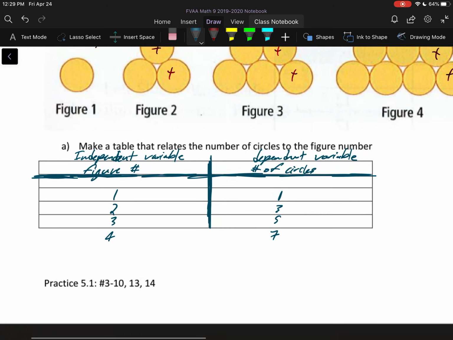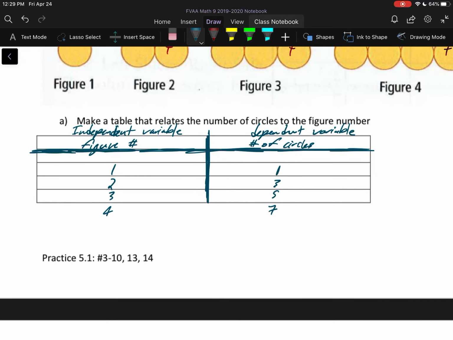So again, here you see that as the figure numbers increase by 1, the number of circles increases by 2. This also shows us that this is in fact a linear equation, which means that if we were to graph this, we would get a straight line. Well, we'll talk about that in the future.